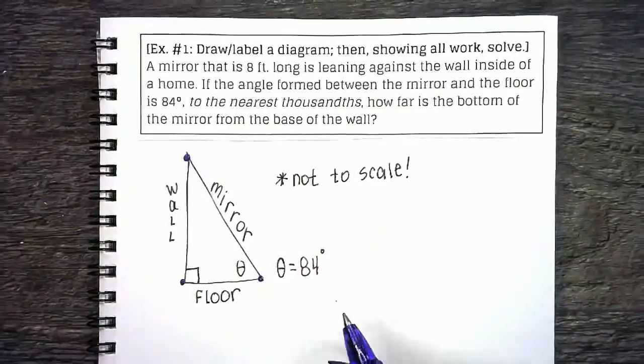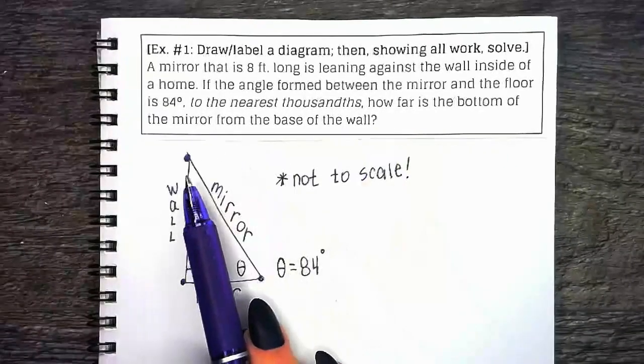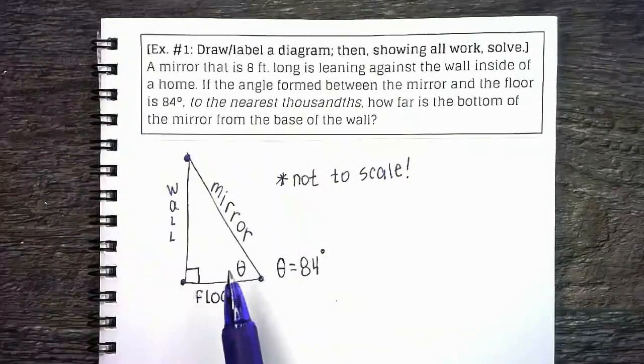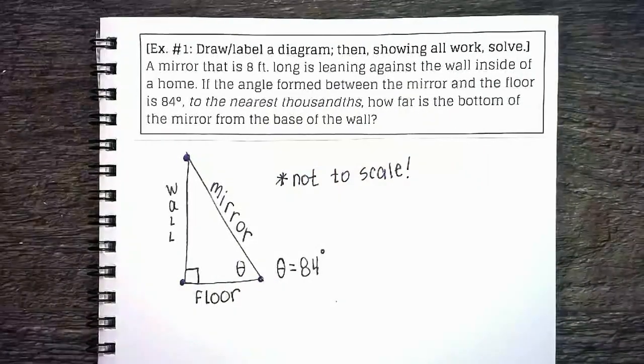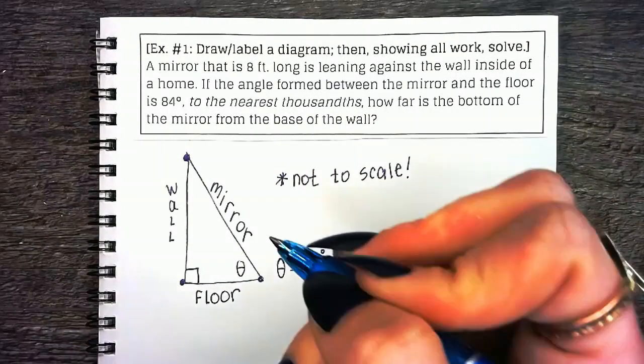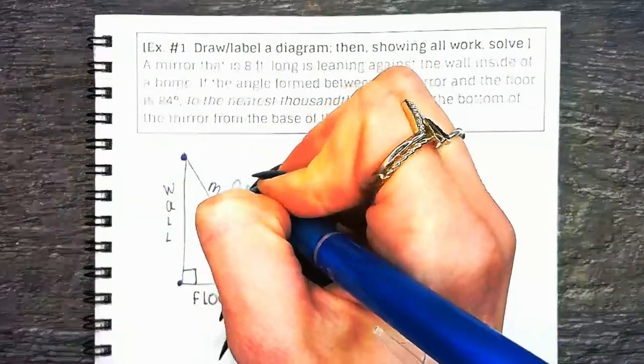Now that I have everything drawn and labeled, you want to put a little note, not to scale. How far is the bottom of the mirror to the base of the wall? And the mirror is 8 feet. So I'm just going to switch up my pen color to label my 8 feet is the mirror.